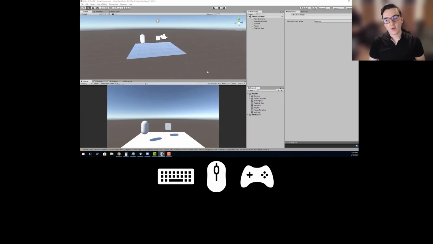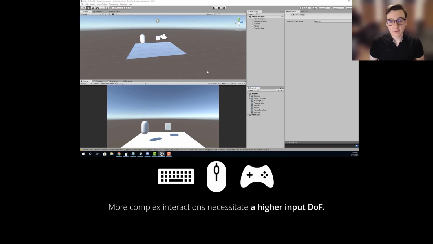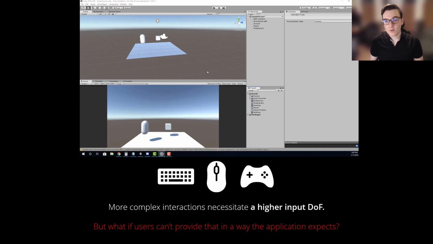Now, think about controlling an application like Unity. It's a complex program that involves input in 3 dimensions, mouse interaction, keyboard movement, often at the same time. The more complex your interaction is, the more degrees of freedom of input it expects. But what if users can't provide that input with the devices they have in the fidelity the application expects?